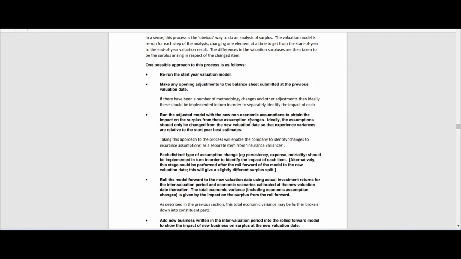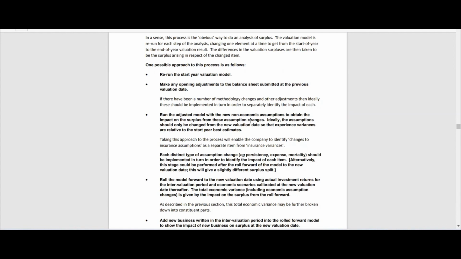Then you move on to the assumption bit. Then you change your mortality assumption. Then you change your lapse assumption, change your expense assumption, and you do it one by one. First, you change your mortality assumption, you calculate the reserve. So that will only have the impact of the mortality assumption change. You take the difference between the reserve of the previous step and this step. It will only give you the impact for the mortality, right?